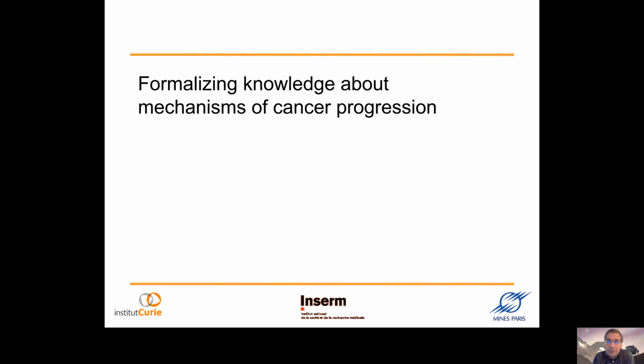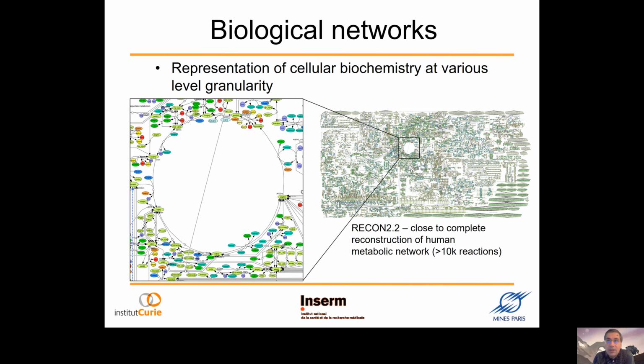So I'm going to talk about how we in our group, or in other groups, how people represent the knowledge about molecular biology in such a way that it can be analyzed by computer algorithms or can be used in mathematical modeling. So these biological networks are represented in the form of more or less complex graphs, which might be of different types. And so roughly speaking, we can say that biological networks are a representation of cellular biochemistry at various levels of granularity.